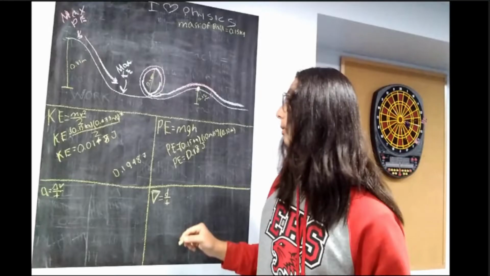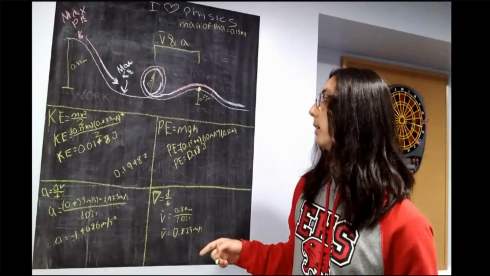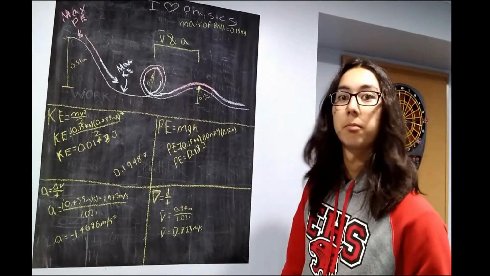And now we need the velocity and acceleration from the bottom of the loop to the top of the hill. After a few measurements, we found that the average velocity of the ball was 0.823 meters per second, and the acceleration was negative 1.4686 meters per second squared, which makes sense because the ball is slowing down, like this. And now, back to the video. And that's all the math.